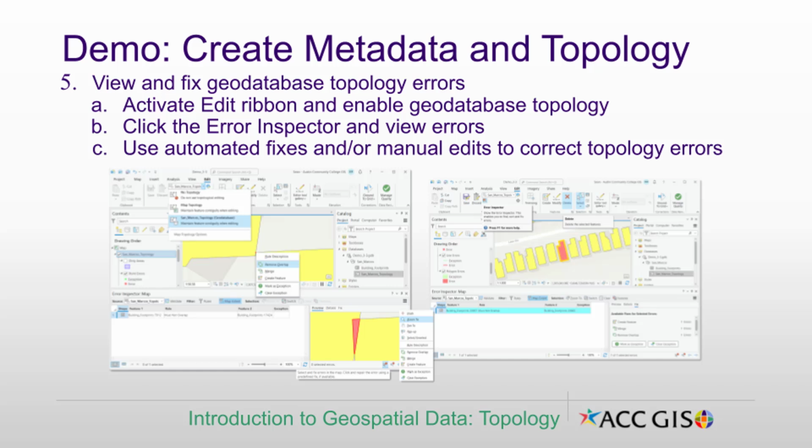In step 5, we'll view and fix our geodatabase topology errors. First, we'll activate the edit ribbon and enable geodatabase topology. Next, we'll click the error inspector and view our errors. And I really like the error inspector because it incrementally lists out each of my errors that I can step through one by one and resolve them and guarantee the quality of my feature class. Last, you'll use automated fixes and/or manual edits to correct your topology errors.